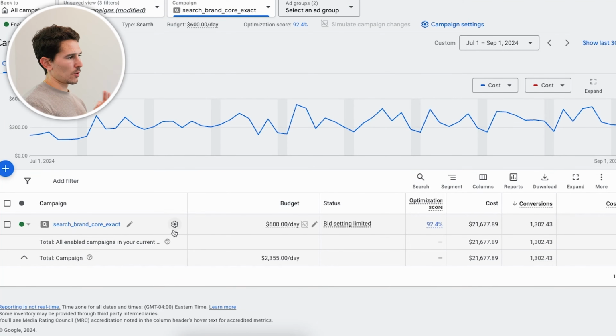This search brand core exact campaign, we have the fundamentals done. How do we make it better over time? So first off, your budget is going to be restricted to how many searches and keywords your brand is currently getting. If you're only getting a few clicks and a few keyword searches per day, then yeah, you might only spend $10 a day on this campaign. In most cases, you could just leave it and let it be.